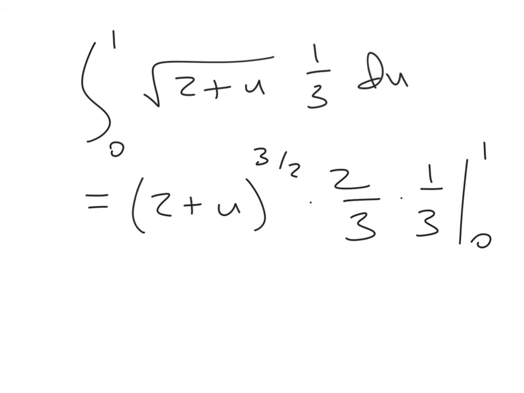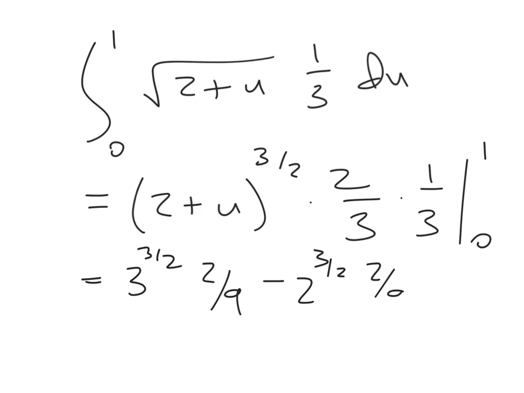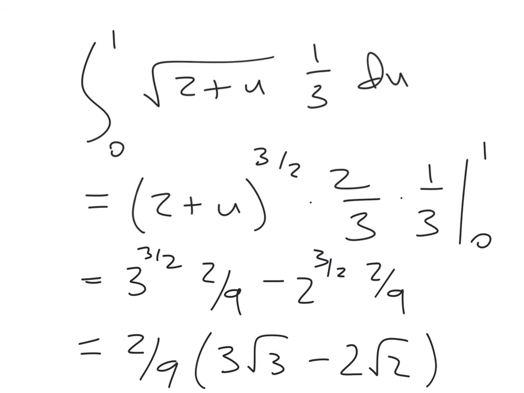And now I just need to substitute in those 2 points. And so this is equal to 3 to the 3/2 times 2/9 minus 2 to the 3/2 times 2/9. So I'm just going to write that as 2/9 times (3√3 minus 2√2). Okay, and so that's my final answer to this integral.